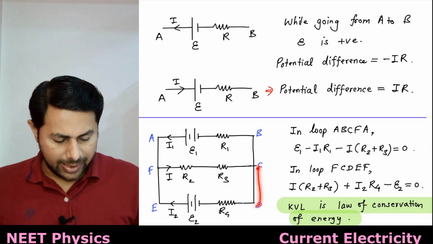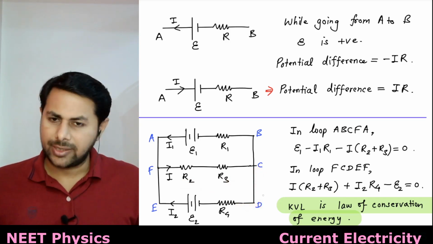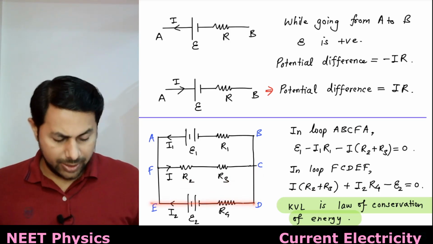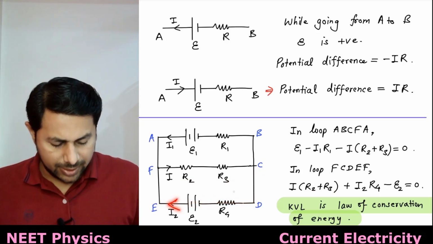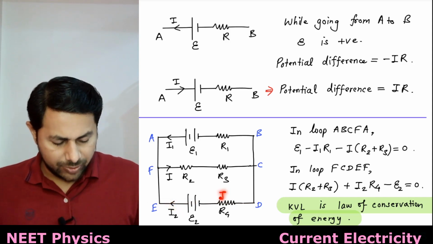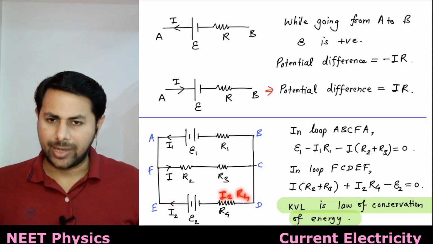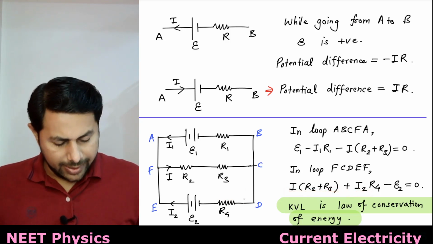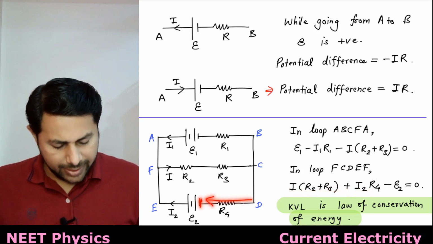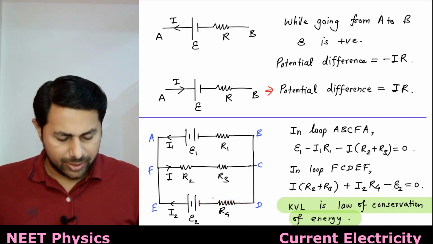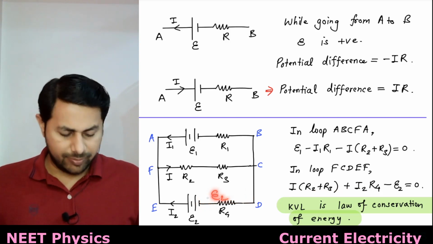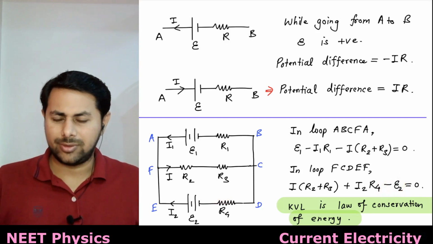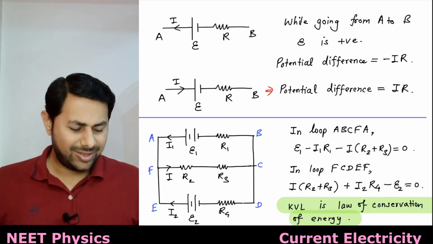then you are going like this. C to D there is nothing. Then again you are moving in direction of current only. The current here is I2, so the potential difference would be I2 times R4 and it would be positive. So plus I2 times R4, and then as you are moving you see the negative terminal of the battery. Therefore the EMF would be negative, minus E2, and that's equal to 0, right?